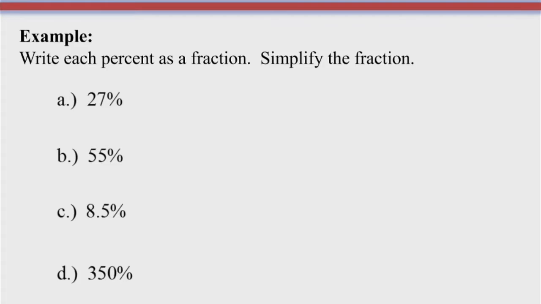If we were to write each of these percents as a fraction, 27% would be 27 over 100, and then we could simplify some of these, but this one we cannot. 55% would be 55 divided by 100, and we can definitely pull a 5 out of both of those, and we get 11 over 20.